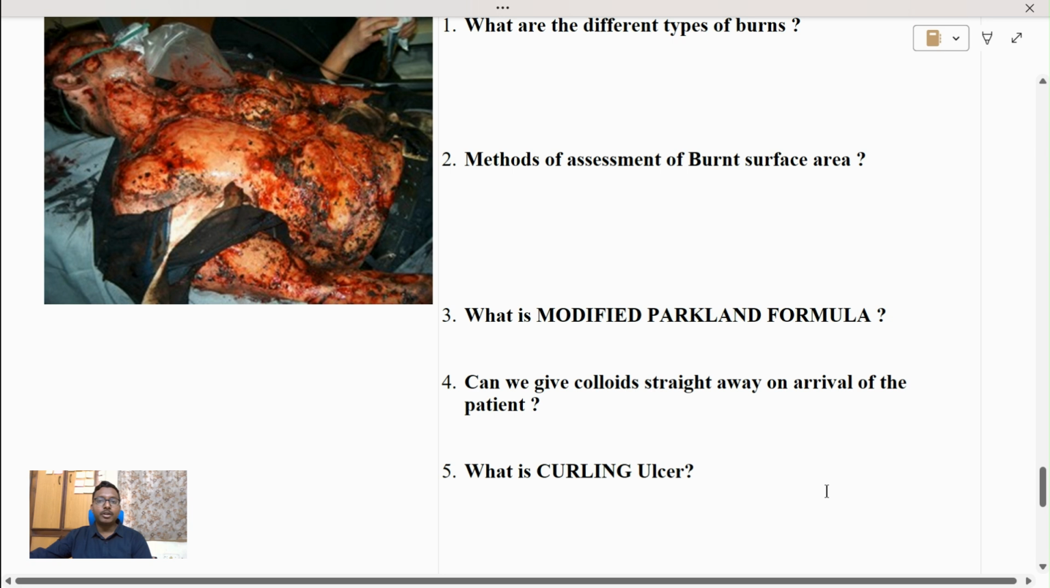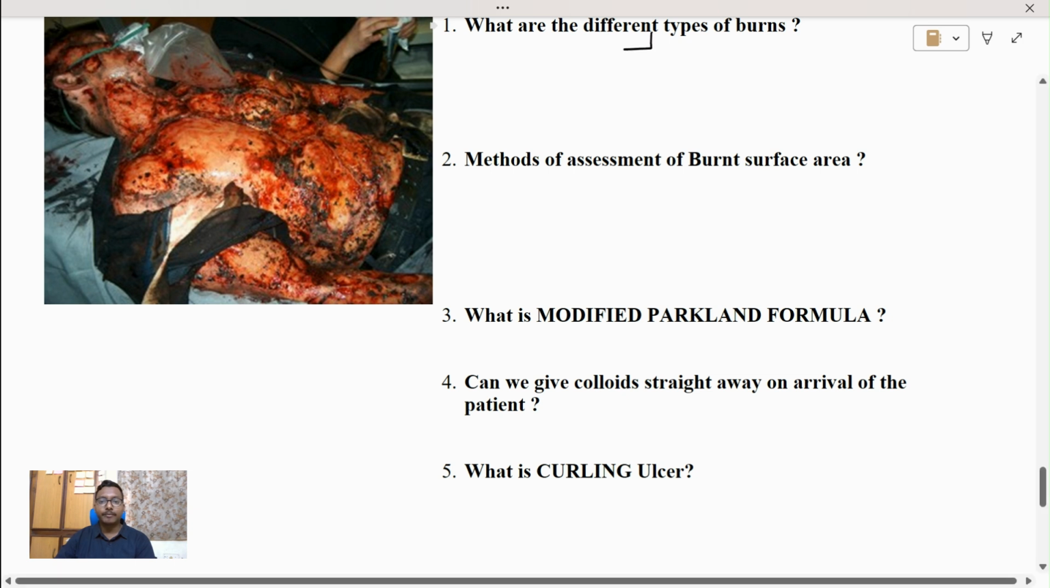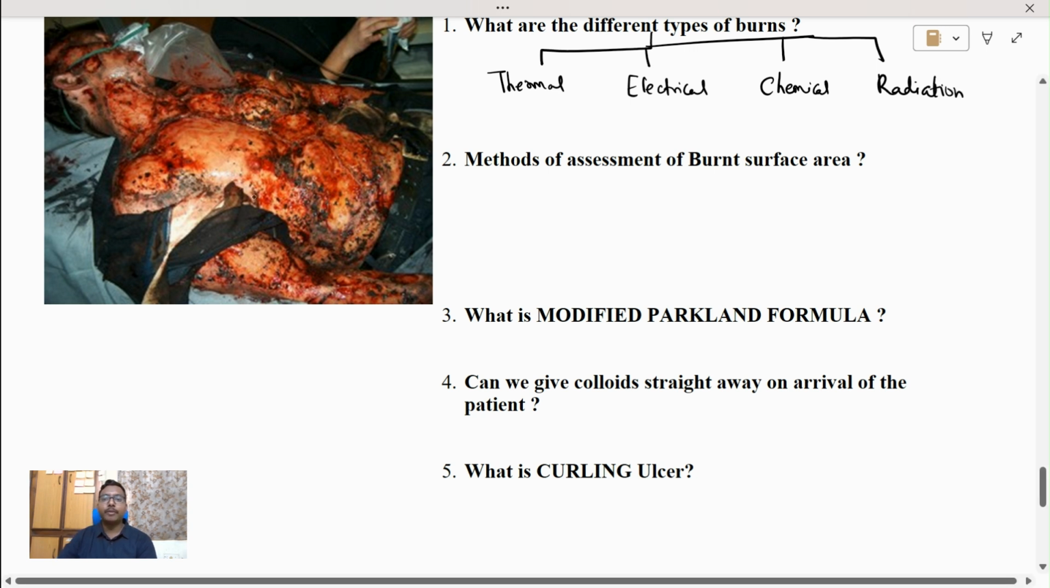Next. What are the different types of burns? As you can see here, it's a case of thermal burns. What are the different types of burns? First is thermal burns. Second is electrical burns. Next is chemical burns. Last is radiation burns. Based on the mechanism, these are the different types of burns we have.